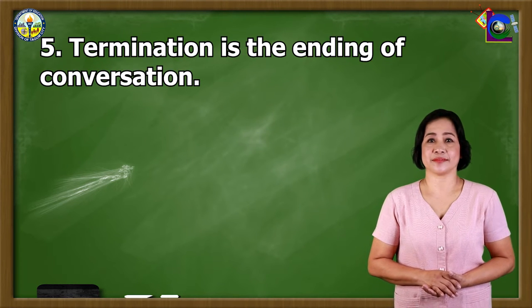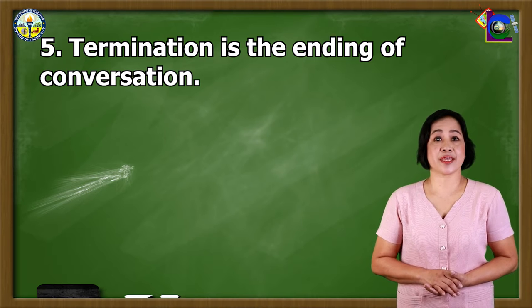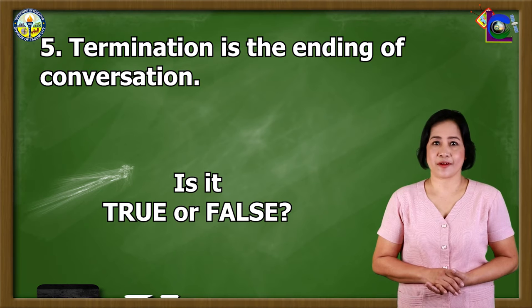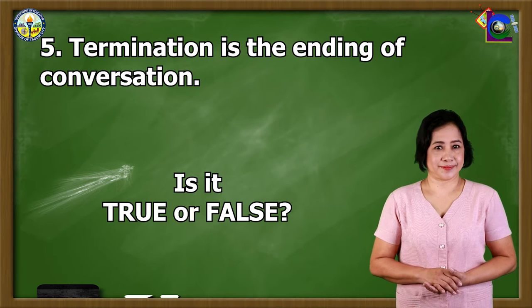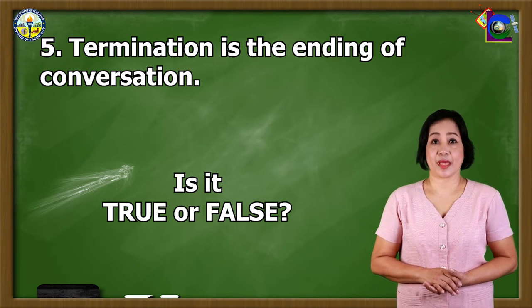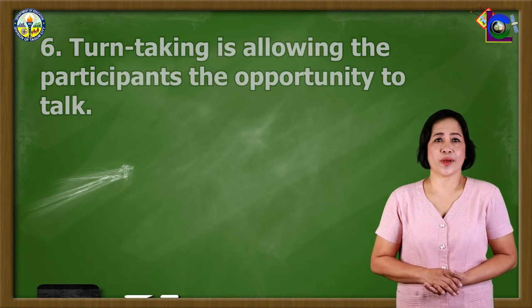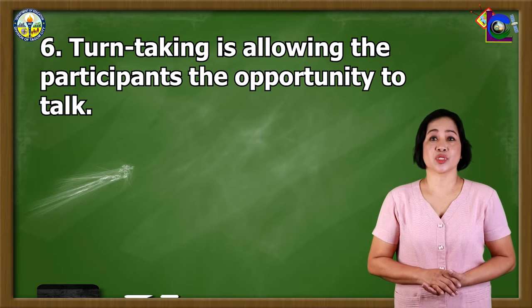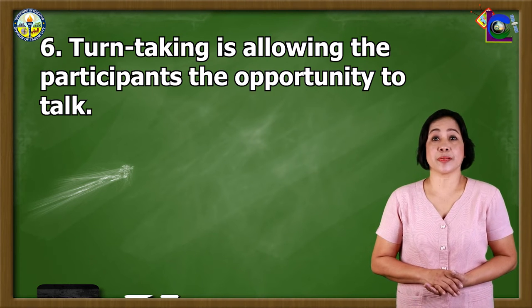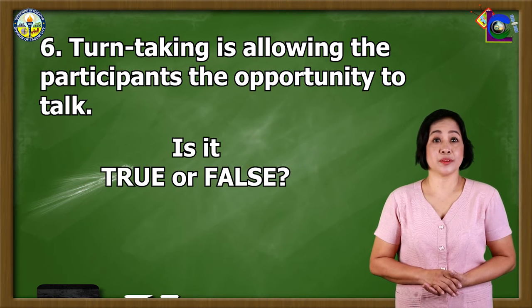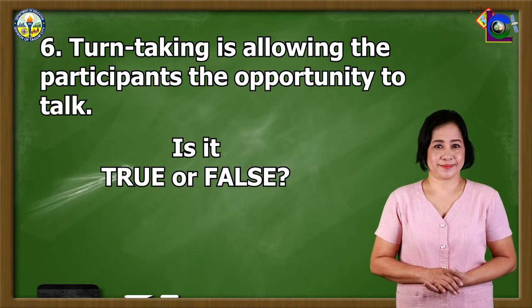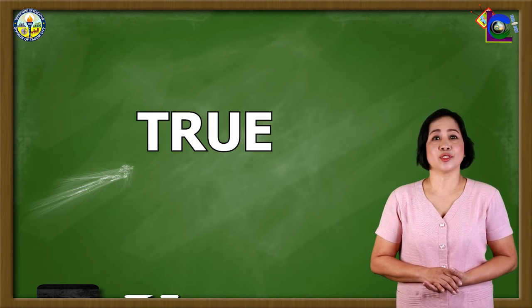Question number 5. Termination is the ending of conversation. Is it true or false? The correct answer is true. Question number 6. Turn-taking is allowing the participants the opportunity to talk. Is it true or false? The correct answer is true.